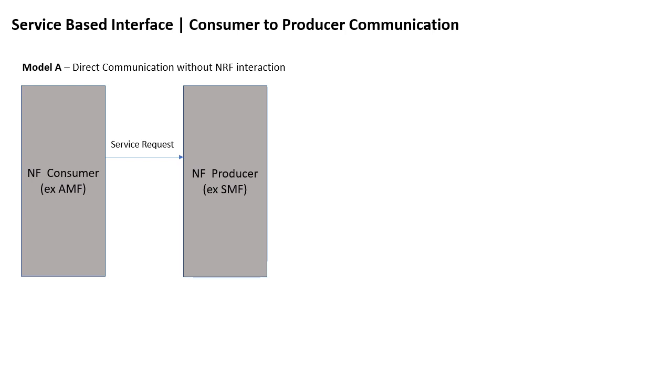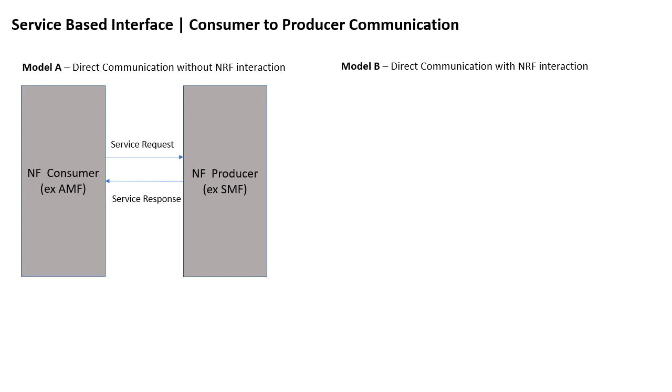This means in the AMF we have a static configuration saying that for the Nsmf PDU session service, send the request to this particular producer. So there is a static configuration inside AMF itself, and then the request is forwarded to SMF. This is called direct communication without NRF. There is no NRF in between. Then SMF responds to that request. So this is called Model A communication: direct communication without NRF interaction.